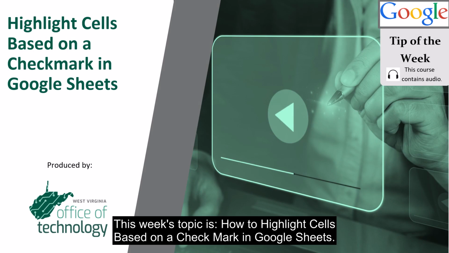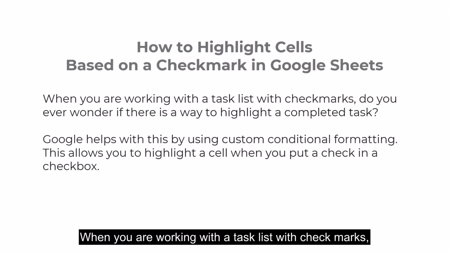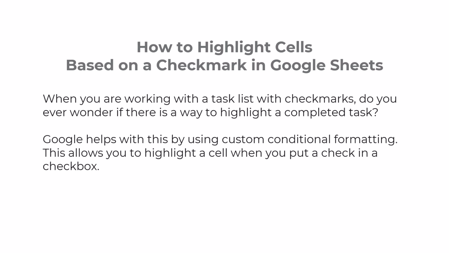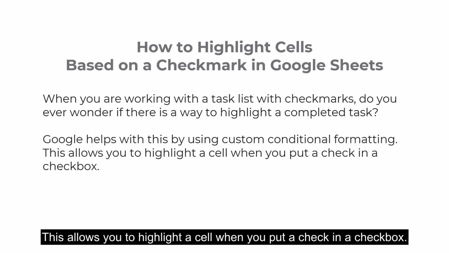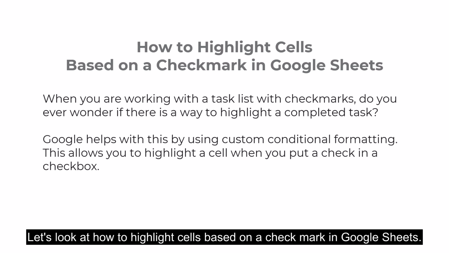This week's topic is how to highlight cells based on a check mark in Google Sheets. When you are working with a task list with check marks, do you ever wonder if there is a way to highlight a completed task? Google helps with this by using custom conditional formatting. This allows you to highlight a cell when you put a check in a checkbox. Let's look at how to highlight cells based on a check mark in Google Sheets.